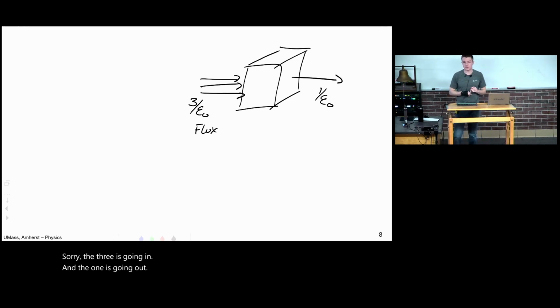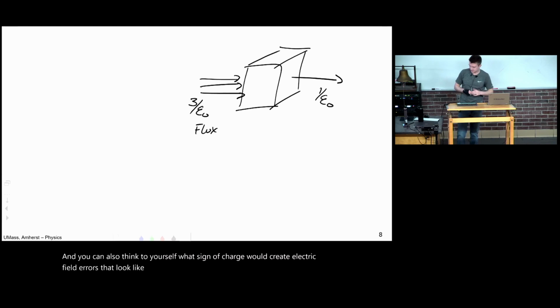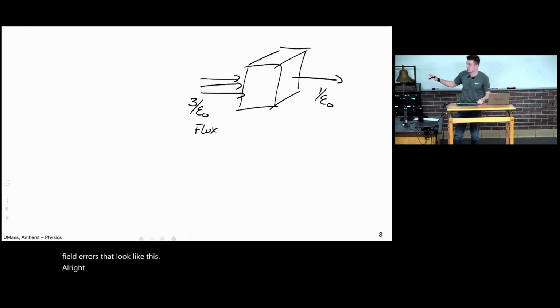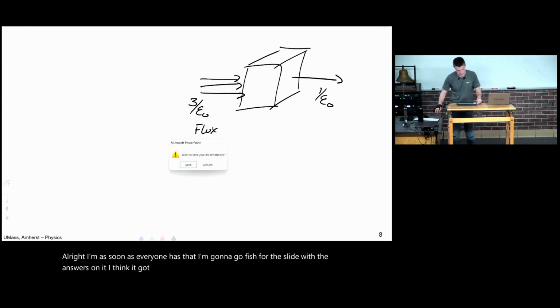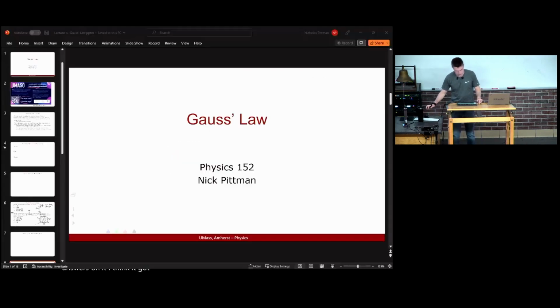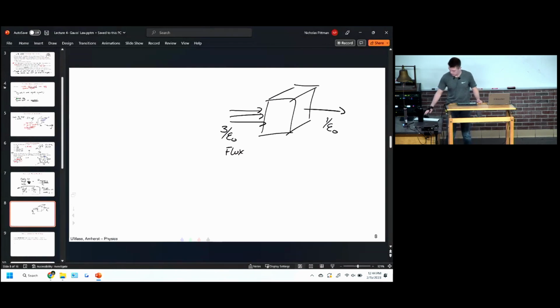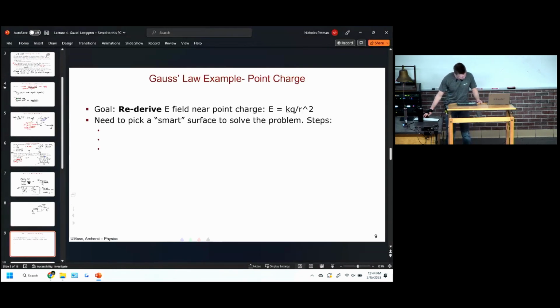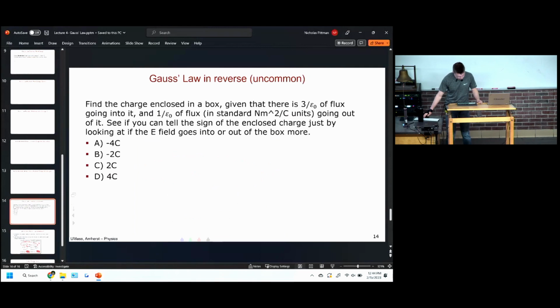And you can also think to yourself, what sign of charge would create electric field arrows that look like this? All right, as soon as everyone has that, I'm going to go fish for the slide with the answers on it. I think it got knocked out of order. Oh, here we go.